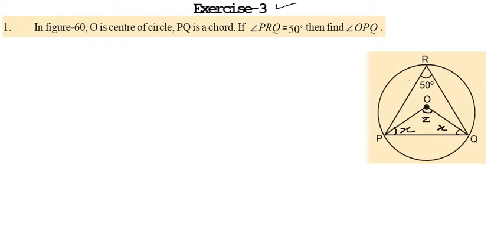So the relation between Z and this circumference: the angle formed at the center is just double the angle at the circumference. That means Z will be equal to 2 into 50 degree. So Z is equal to 100 degree.